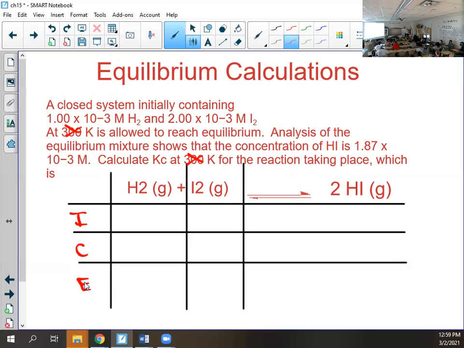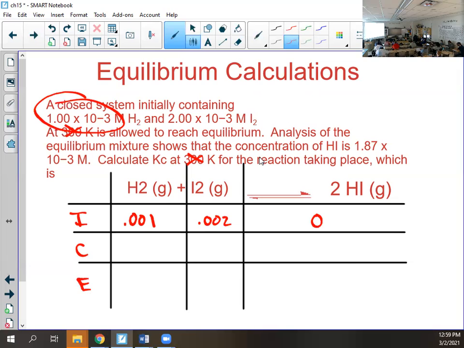Okay, initial H2 is right here. Are you okay if I just write 0.001? And this is 0.002. That's what this is in normal land. Does it say it contained any HI to start? No, so that's 0. Not always. It could say a closed system initially contained this of that, and this of HI. It doesn't normally, but it can.